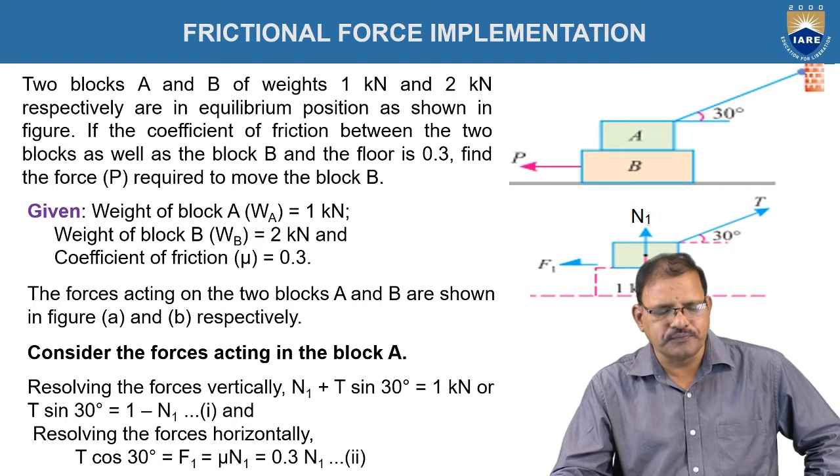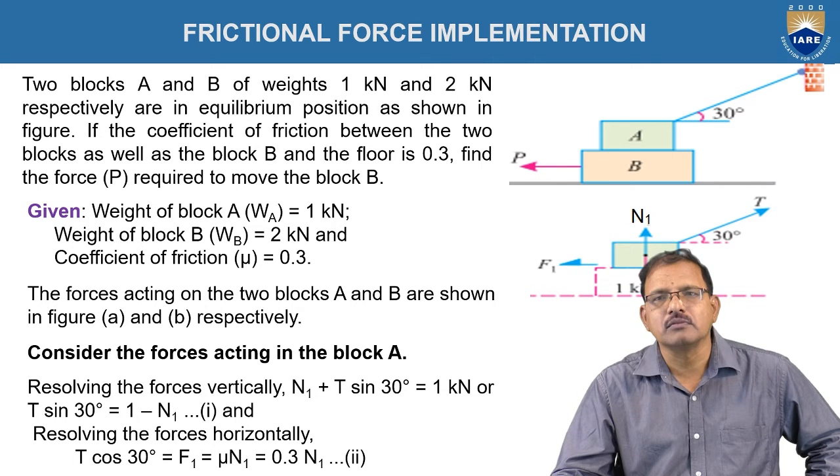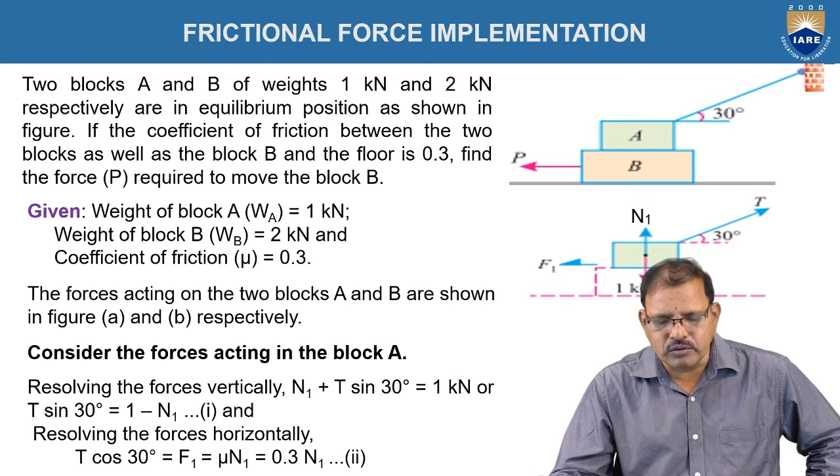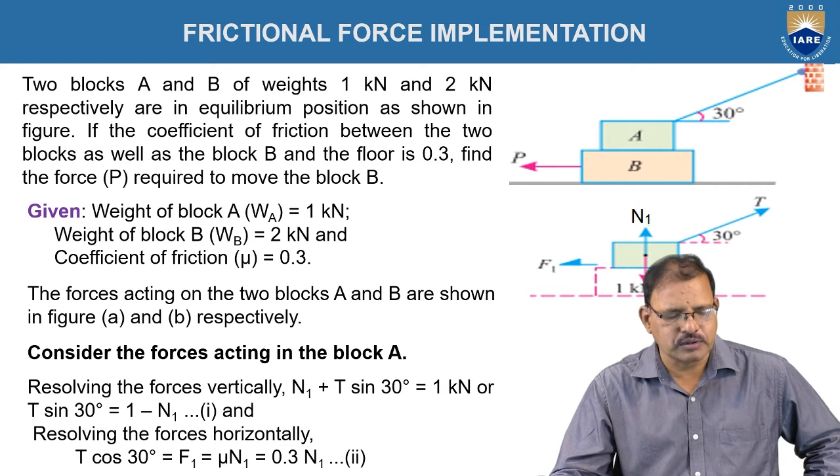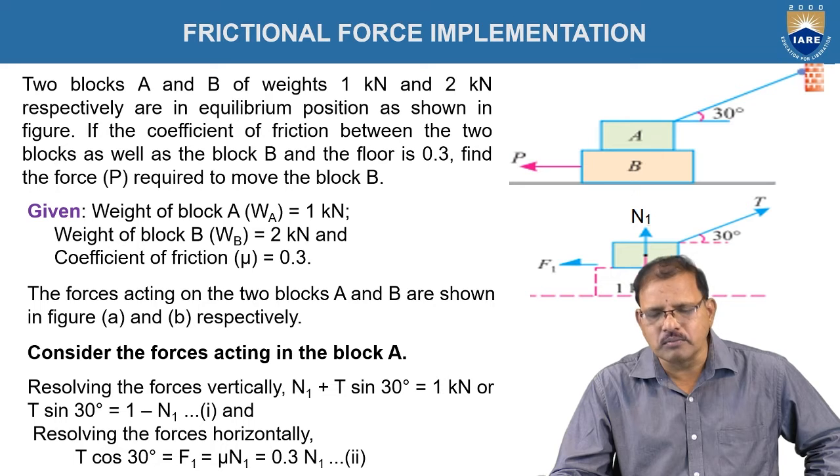In the second case, two blocks A and B of weights 1 kilonewton and 2 kilonewtons respectively are in equilibrium position as shown in the figure. If the coefficient of friction between the two blocks as well as between block B and the floor is 0.3, find the force P required to move the block B.